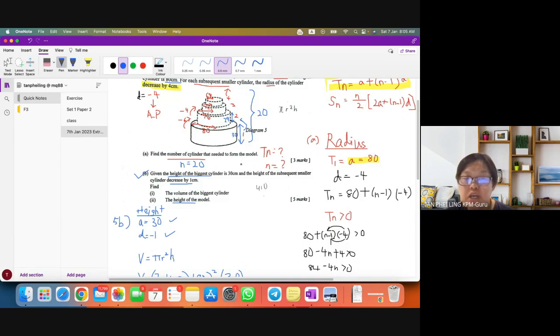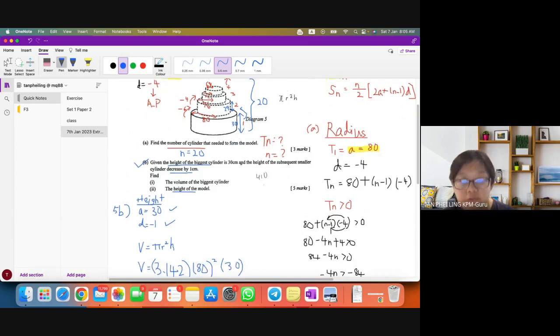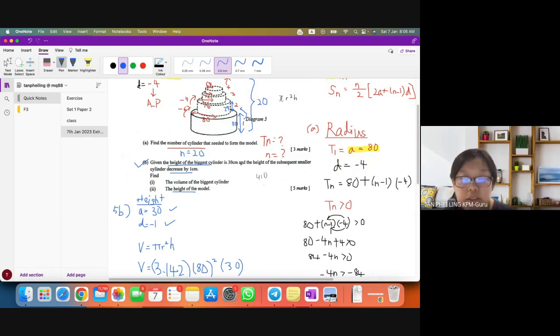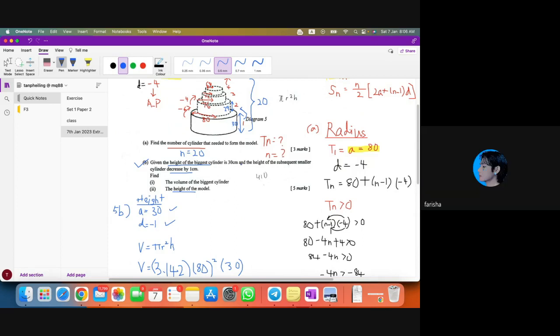Am I right, Farisha? You are confused about these two? Actually, yes. I'm not sure about A1. Then I was confused from B, because up there they put radius, then down there they want height. So I'm not sure how to start.